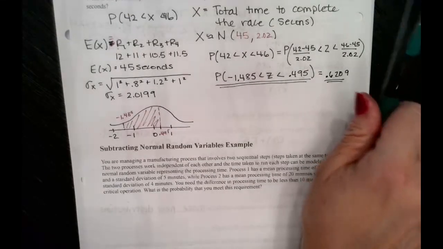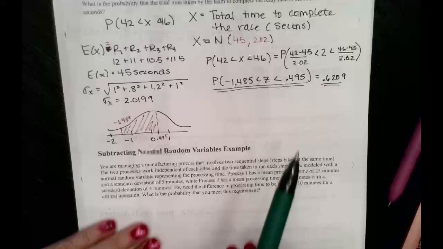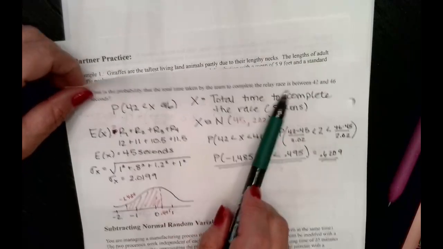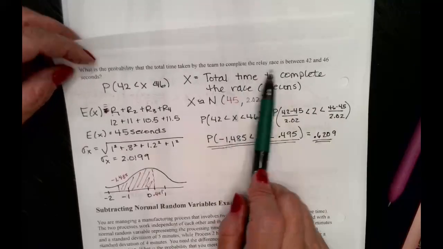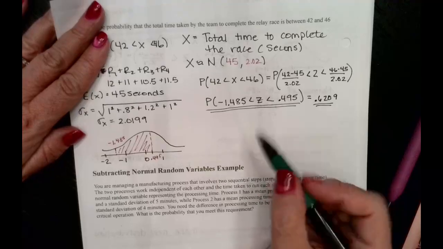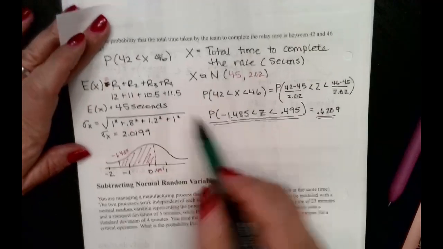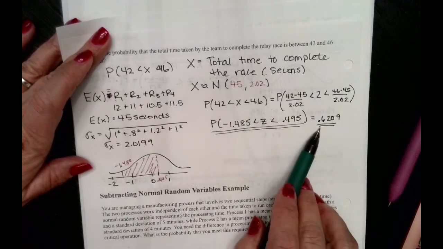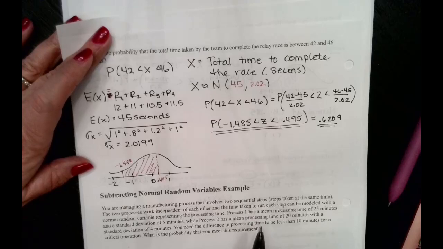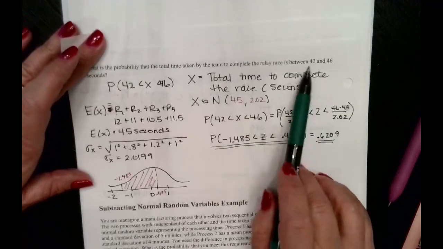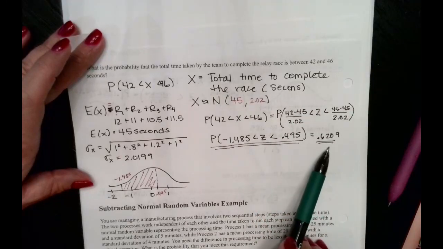Okay, so what this is saying is that the probability, let me go back up here to my statement. What is the probability that the total time taken to complete the relay races is between these? I would say that the probability that the team finishes between 42 and 46 seconds is 0.6209. I'm going to say it one more time. The probability that the team finishes the race between 42 and 46 seconds is 0.6209.